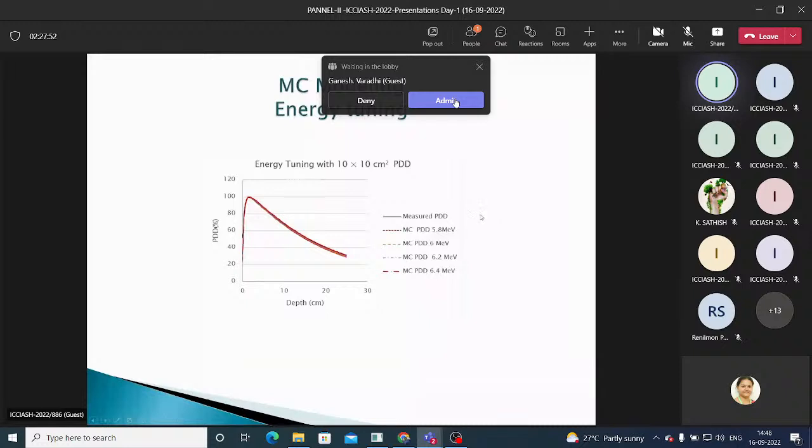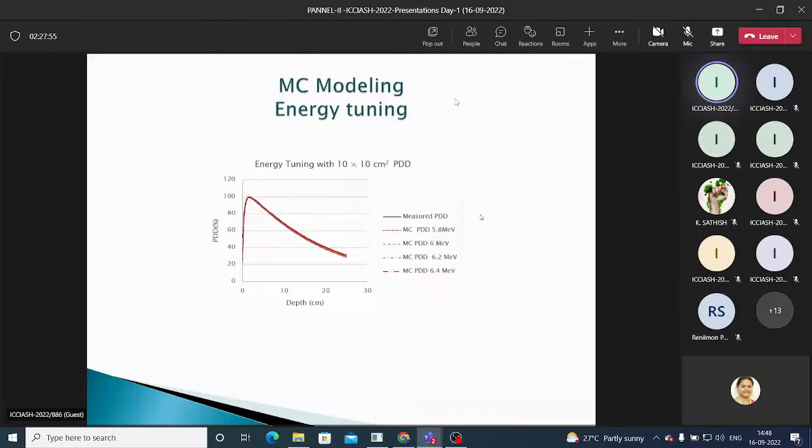Since the human body is radiologically comparable to water, we do all the measurements in a water tank of 50 by 50 by 50 size. Before we start treatment, we have to calibrate the machine. All over the world, treatment machines are calibrated at a 10 by 10 centimeter field size. As part of energy tuning, we take the depth dose curve, how the energy is deposited as it goes deep into the water, and measure it. If the model's electron kinetic energy value is off, it is adjusted, tuned, to match the measurement.